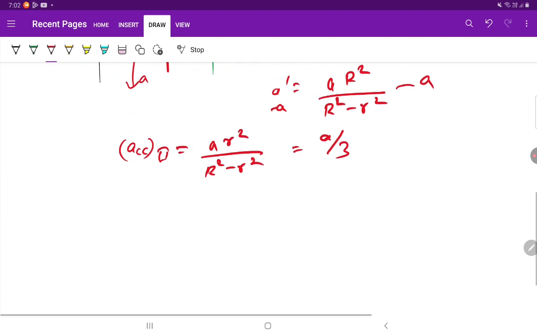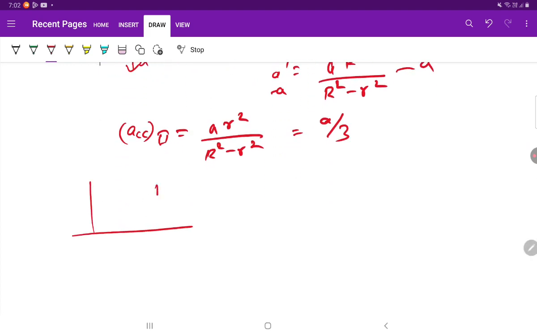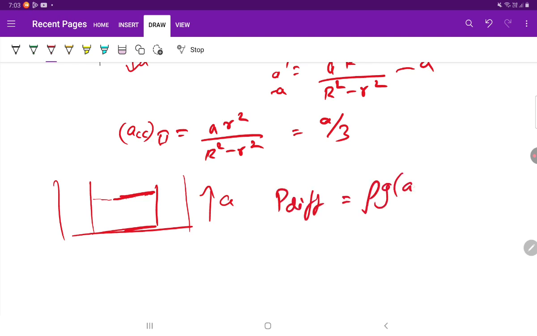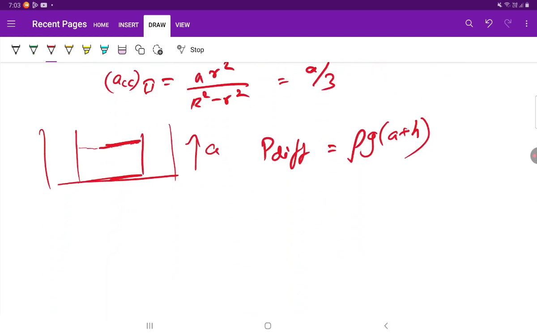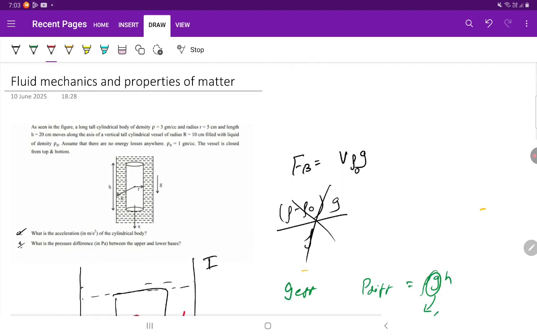Now, if you remember, you may have done a problem where there's a vessel and some water. Suppose the vessel is accelerating upwards in a frame, then the pressure difference between the topmost portion and the bottommost portion, the P diff, is given as rho g into (A plus H). In this case, region 2 is also accelerating upwards, so the pressure difference between the flat surfaces, P diff, is (A by third plus G) into rho, sorry, rather rho naught.